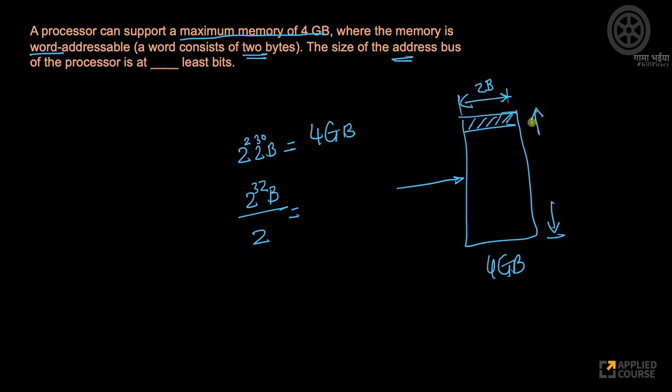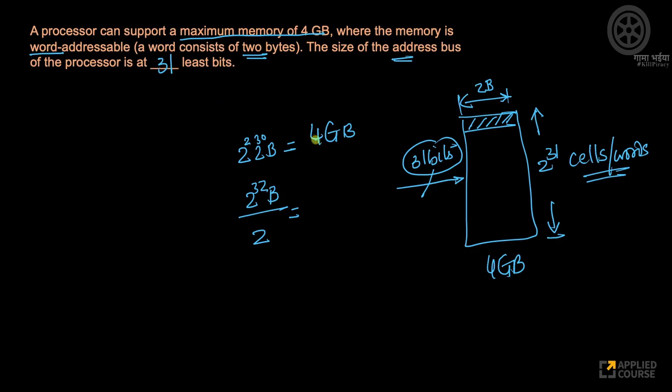Which means how many rows do you have here now? 2 power 32 by 2, which means 2 power 31 cells. 2 power 31 cells or words or locations is what you have. And to address 2 power 31 cells, you need your address bus to be 31 bits. At least 31 bits. If you have more, obviously you can always address everything. So you need at least 31 bits to address this whole memory.